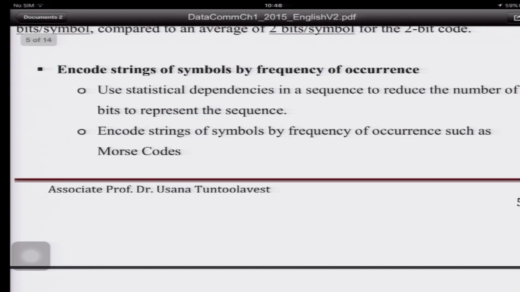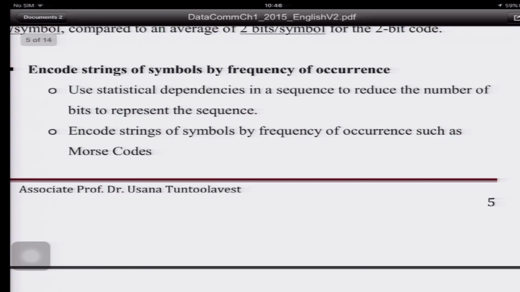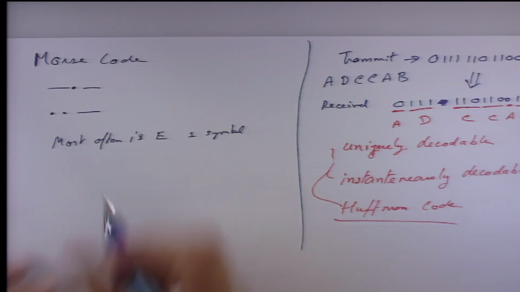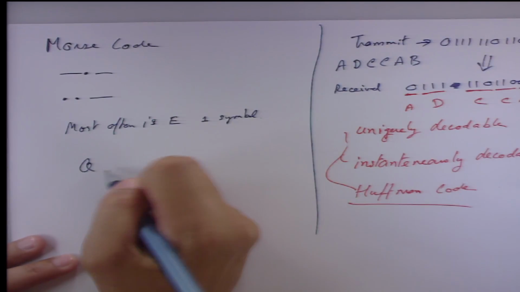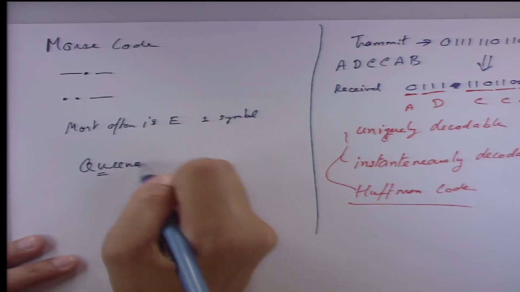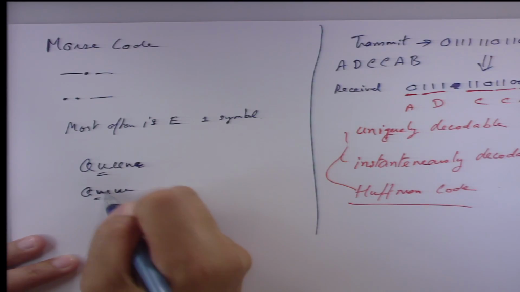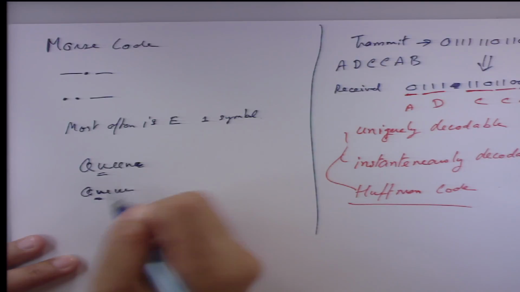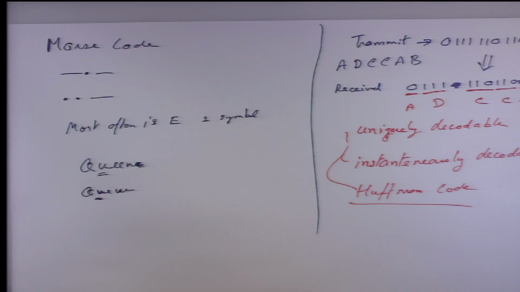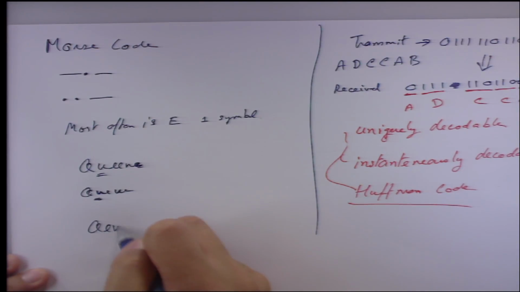Or you can use statistical dependency in a sequence to reduce the number of bits to represent the sequence. For example, if you know that Q is almost always followed by U, like queen, then if you want to reduce the number of symbols, you can send Q and then drop the U.